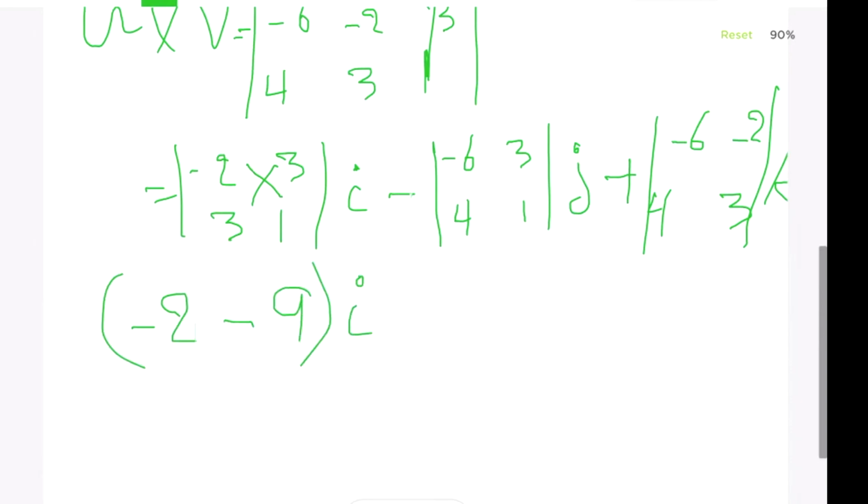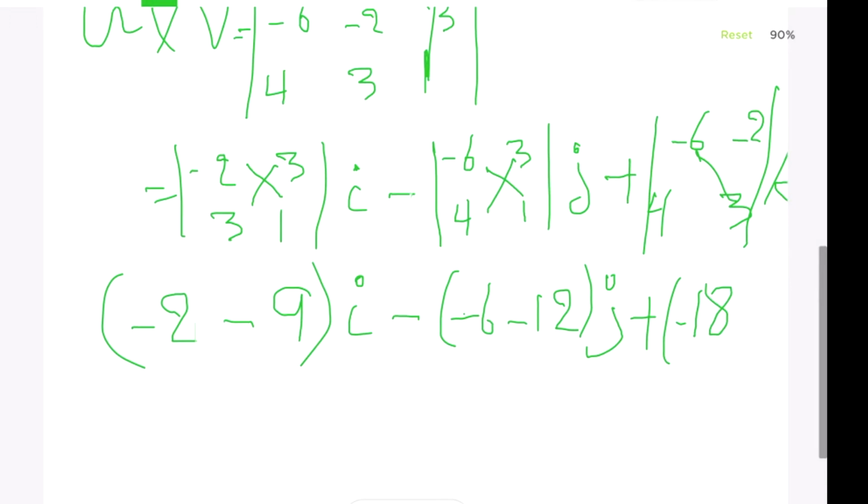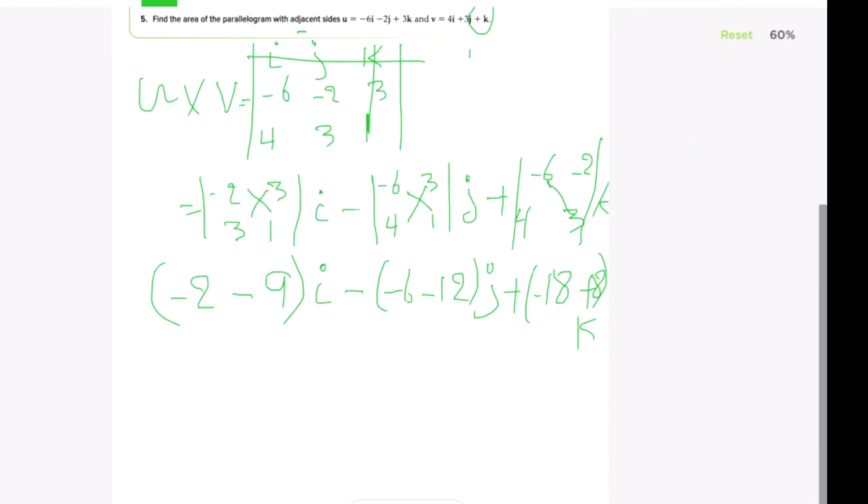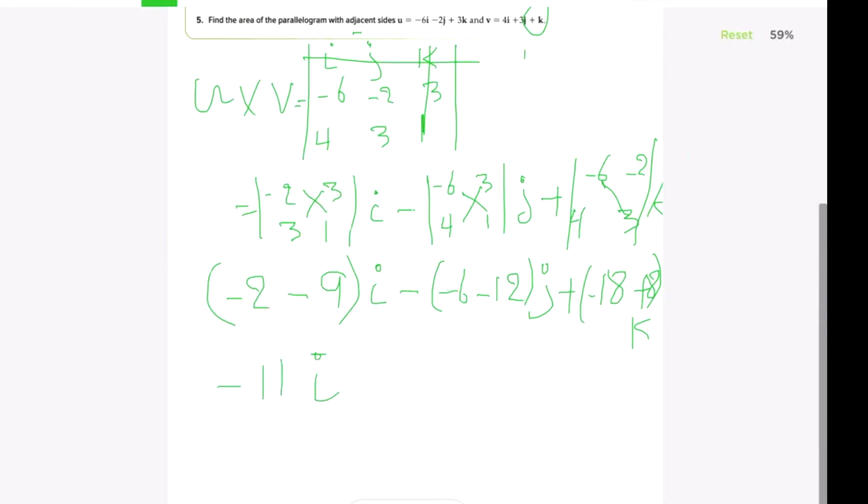This is i. Minus, here you cross multiply, negative 6, negative 12. Make sure you put the minus, times j. Plus negative 6 times 3 is negative 18, and negative 8 with minus, plus 8. This is k. Simplify, negative 11i, negative 6 and negative 12 is negative 18, with minus plus 18, plus 18j, and then negative 18 plus 8 is negative 10, k. This is your cross product.